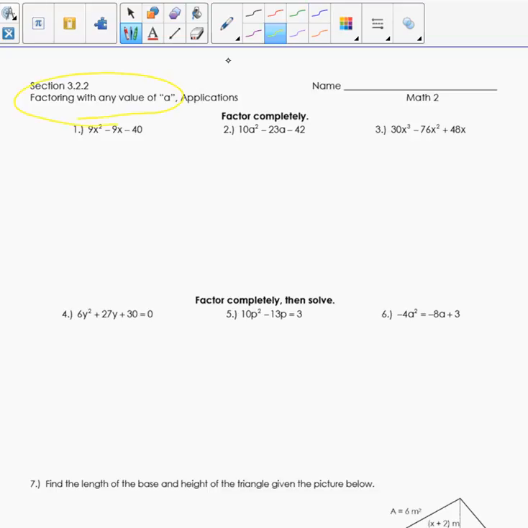So, here, not only are we paying attention to factors of 40, but we also have factors of our a value. So, how this works. Still, number 1, we don't need to set it equal to 0 or have one side equal 0. We're not solving. But we do need to check a GCF. We have 9, negative 9, negative 40. We don't have a GCF, which means we go right into factoring.